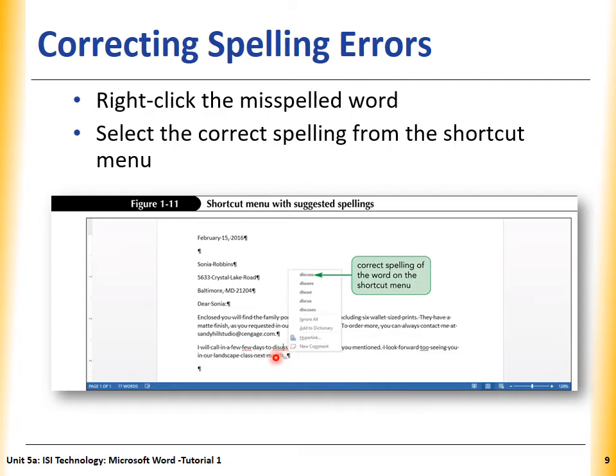If we right-click on it, a new menu will open. Correct spelling of the word on the shortcut menu. So we choose the right one. The first one is "discuss," so we just click on "discuss" and it will correct our spelling error.